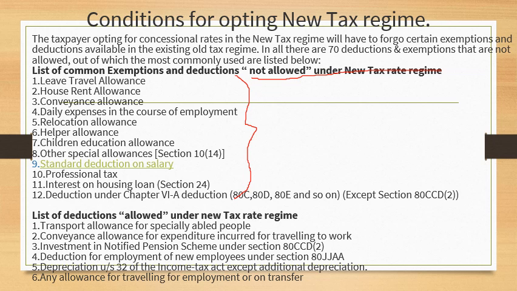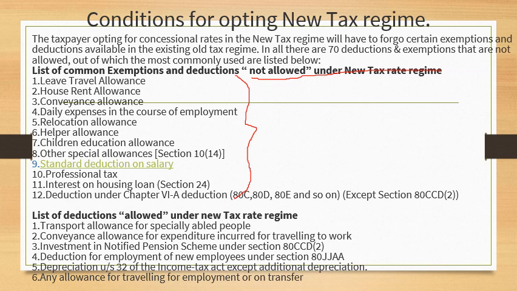But which are allowed? Conveyance allowance is allowed, health insurance is allowed, transportation allowance is allowed, pension scheme is allowed. That's a new thing they have introduced. There are certain good things, but certain things which were very prominent, like 80C, that was a very prominent section. Up to 1.5 lakhs I could have saved.